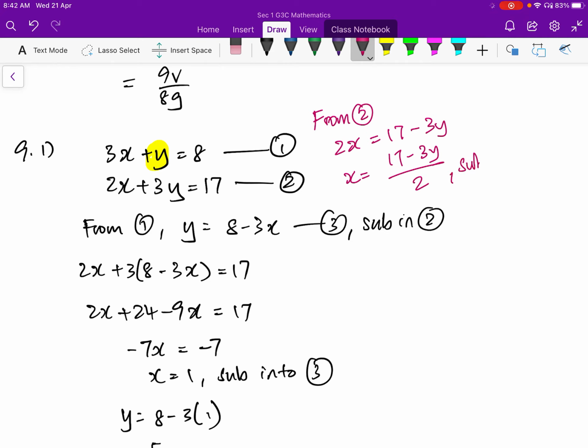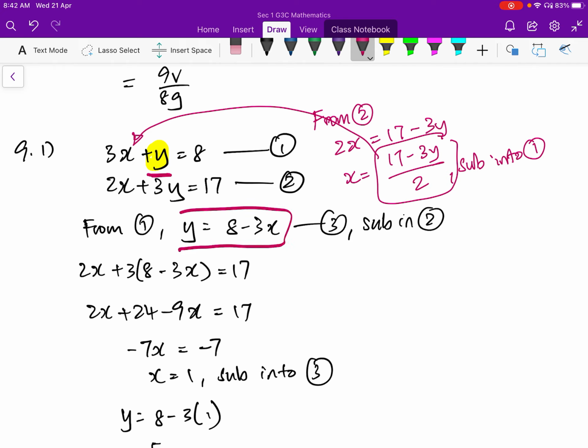And you substitute this into equation number 1. Can you imagine substituting this fraction inside here? You're just giving yourself a lot more work. So you might as well choose from equation number 1, y already has a coefficient of 1. So just make y the subject. And then you substitute this linear expression inside equation number 2. Make your job easier, no fraction involved.